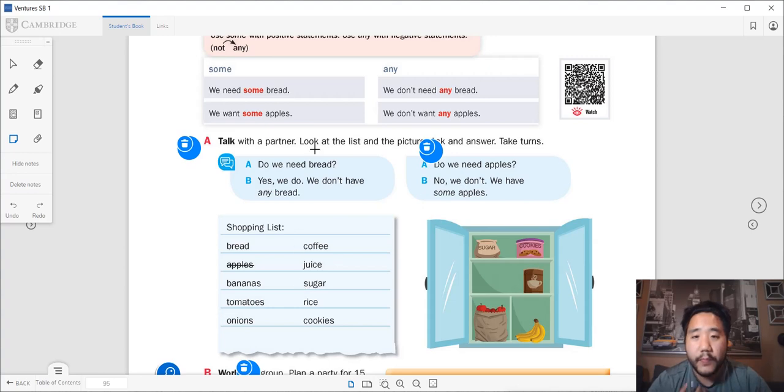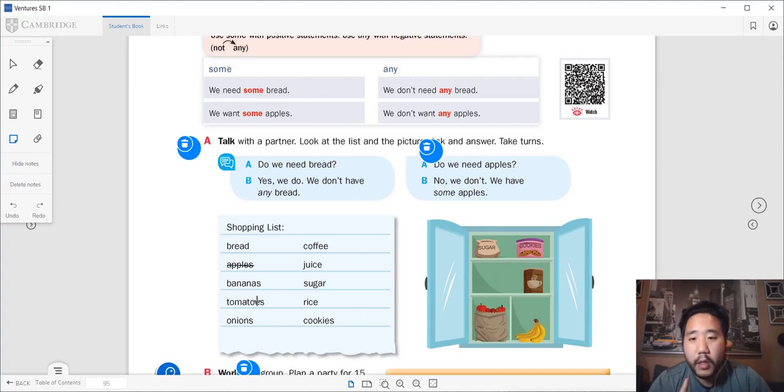So let's do this. Do we need bread? Yes, we do. We don't have any bread. And we see it, no bread. Okay, so we keep the bread. Do we need apples? No, we don't. We have some apples. Following the same format, we can say, do we need bananas? No, we don't. We have some bananas.